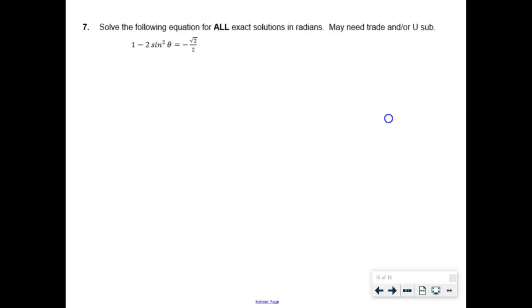I know this one says you may need to use substitution. The test says you will need to use substitution. How blatant is that? So think about what section this is in, guys. This is section 5.5. It's all the double angle formulas. It's cosine 2 theta. So swap it out.